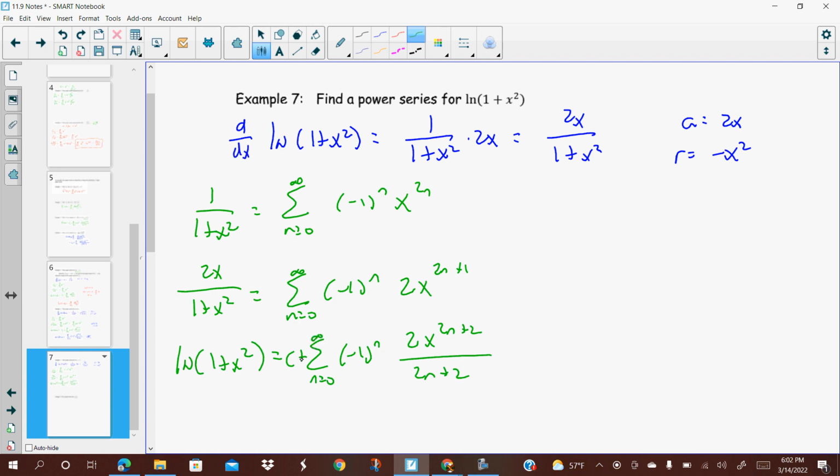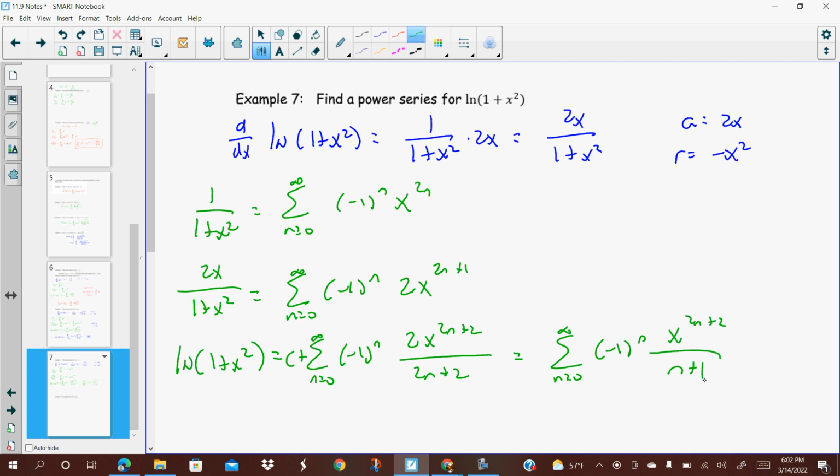But we can simplify this just a little bit more. It's not necessary to do, but hopefully you can see that there is a 2 in the numerator and 2's in the denominator that will all cancel out. So really what you get is the sum, n equals 0 to infinity, negative 1 to the n, x to the 2n plus 2 over n plus 1.